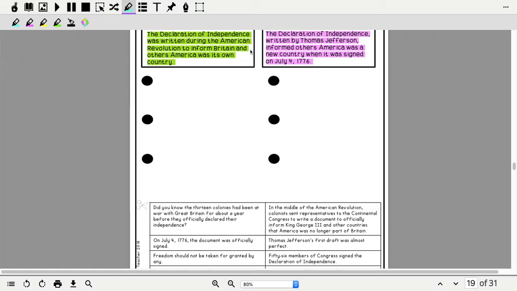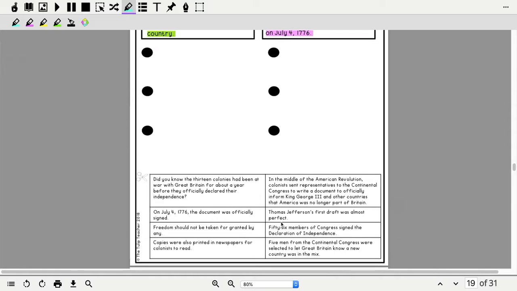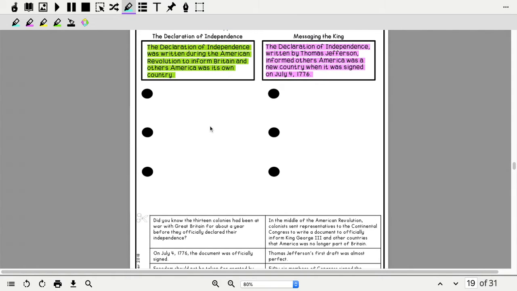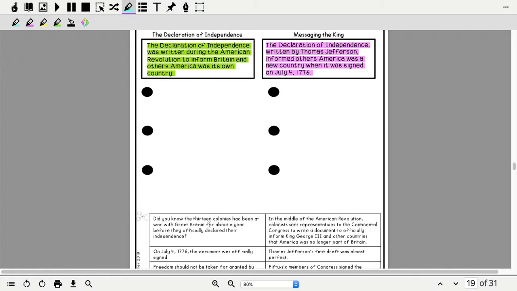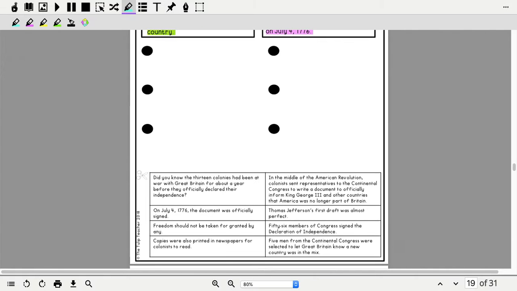Now I'm coming down here to the bottom. Anything that's going to go under this is going to be green. Anything that's going to go down here is going to be pink. This first one says, did you know the 13 colonies had been at war with Great Britain for about a year before they officially declared their independence? It's asking me a question, and it's talking more about the war. So I'm going to wait on that. We're going to wait and see how that one turns out.